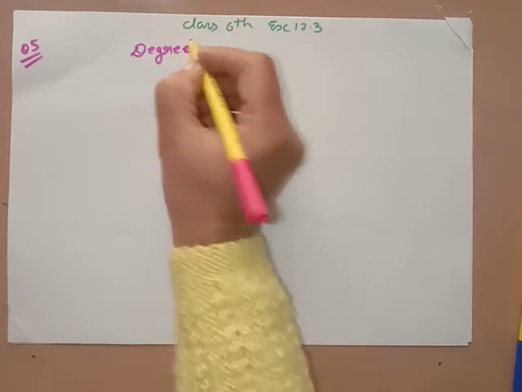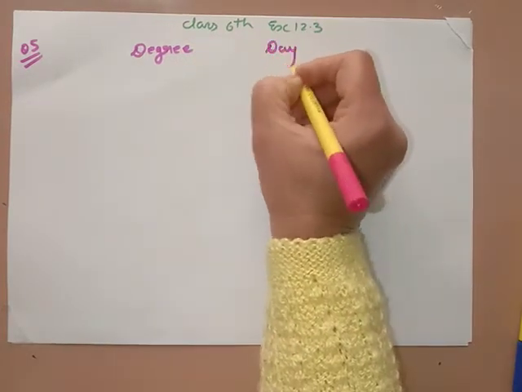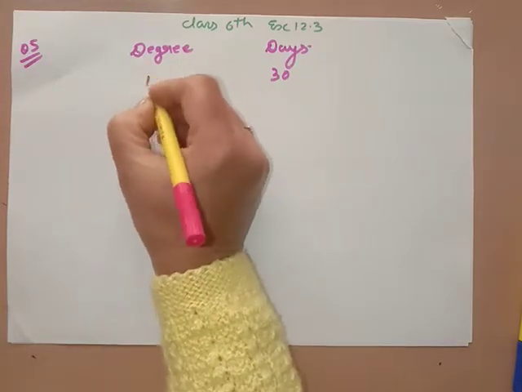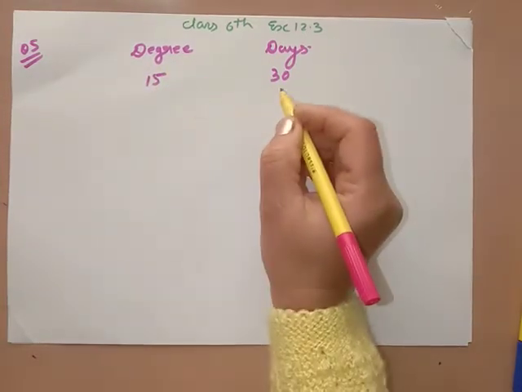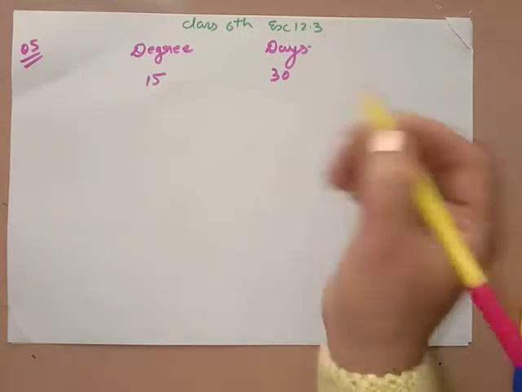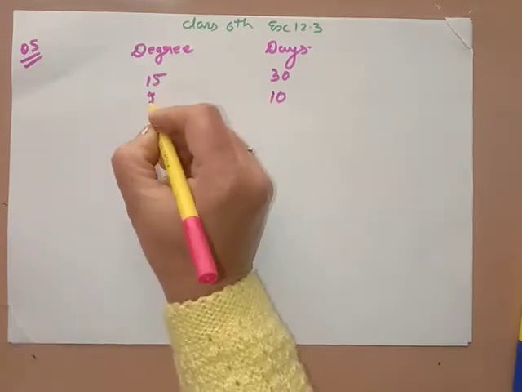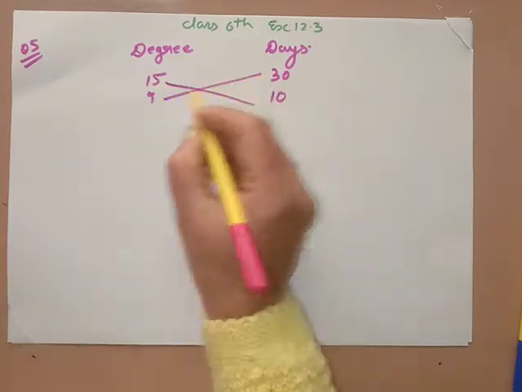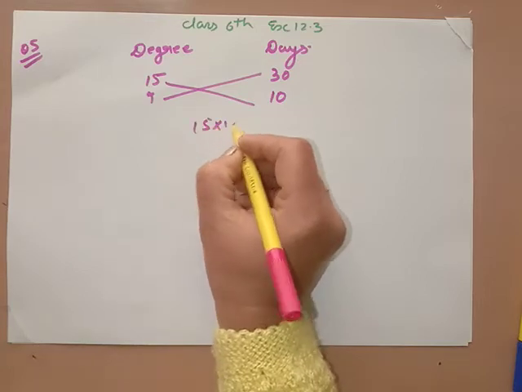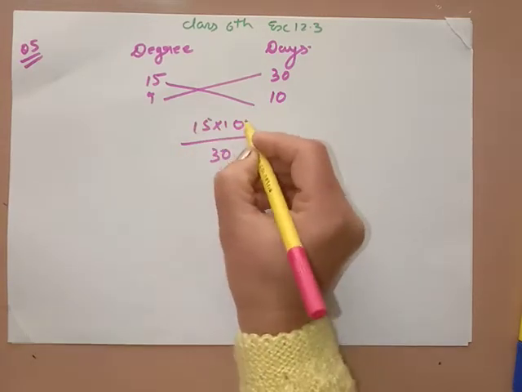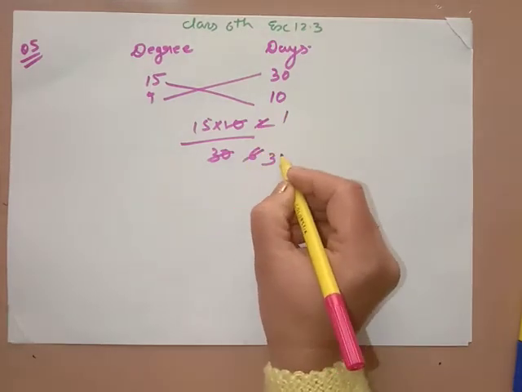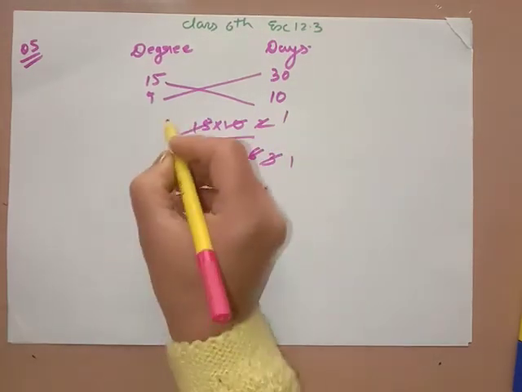Now in question 5 the information is given about degree and days. In 30 days how many degrees drop? That is 15. So we have to find how many degrees will the temperature drop in the next 10 days. We'll do the cross multiplication. 15 into 10 upon 30. 5 2s are 10, 5 6s are 30, 3 1s are 3, 5s are 5.